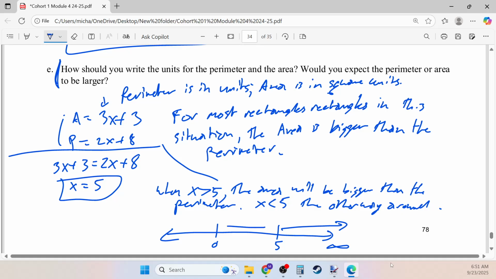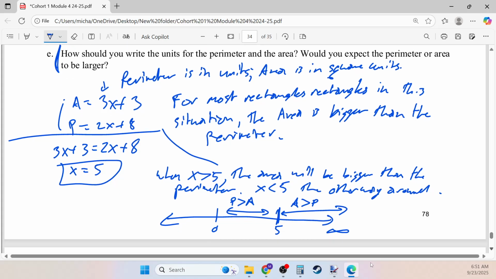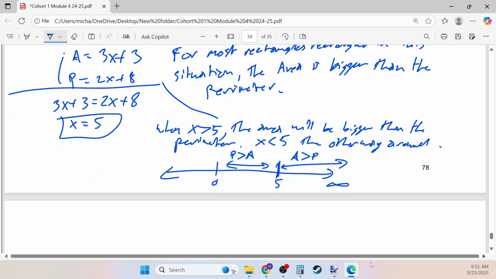But in this region here, between 0 and 5, this is where it has a bigger perimeter than area. So for this region, perimeter is bigger than area. For this region, area is bigger than perimeter. And at 5 exactly, these rectangles have the same area as perimeter. That's what I mean by most of these rectangles have bigger areas, because 5 to infinity is a longer interval than 0 to 5.